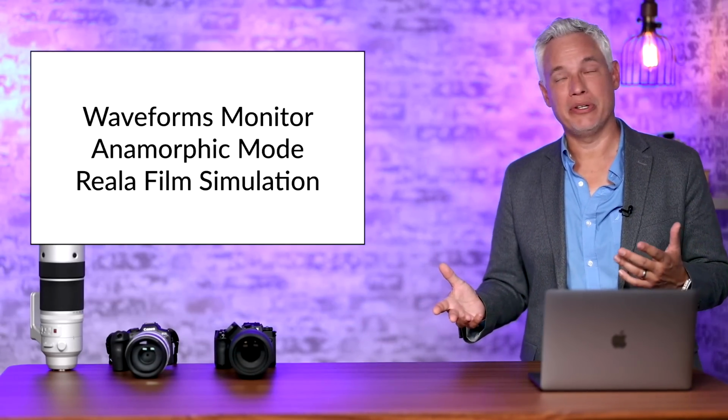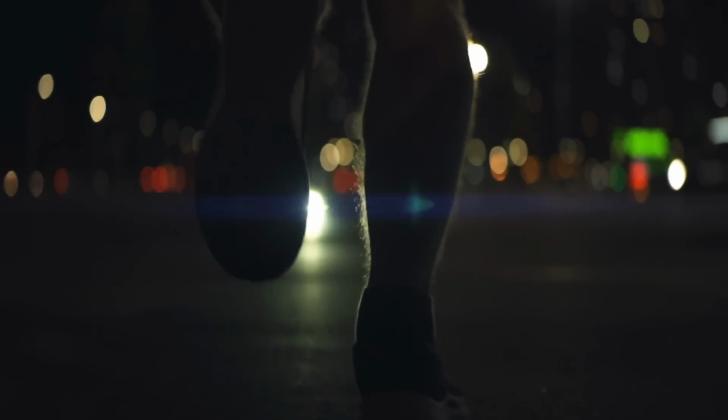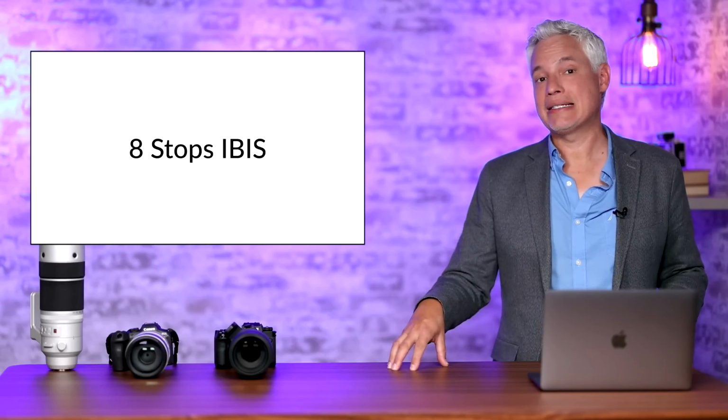Anamorphic lenses are frequently used in cinema. You'll recognize their characteristics, which are an oval-shaped bokeh and flaring that is long and wide like that. The sensor stabilization is supposed to be improved, working at up to 8 stops.